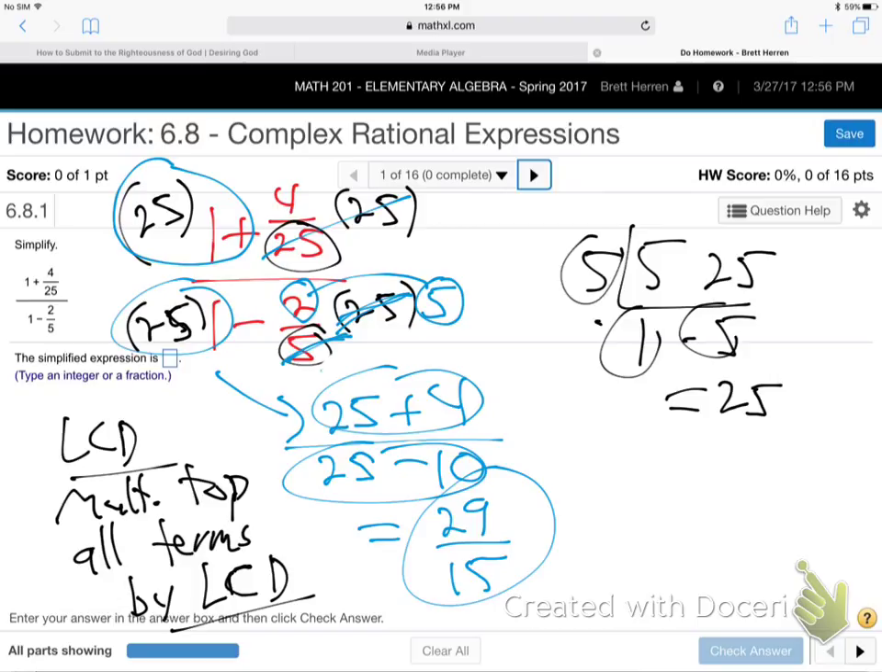So you multiply the top and the bottom by the LCD. The LCD, top and bottom of the overall fraction.